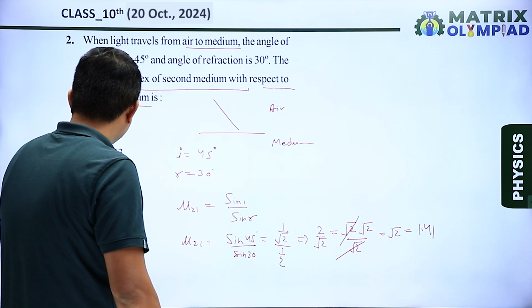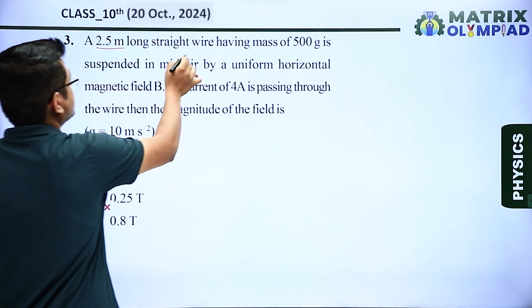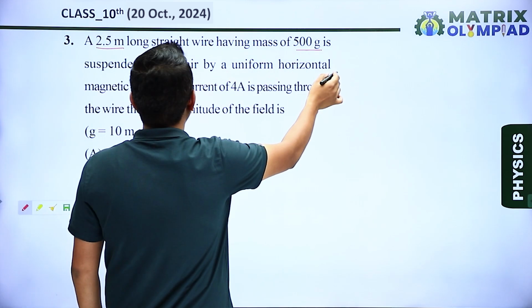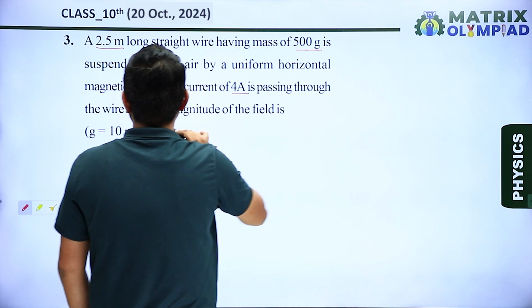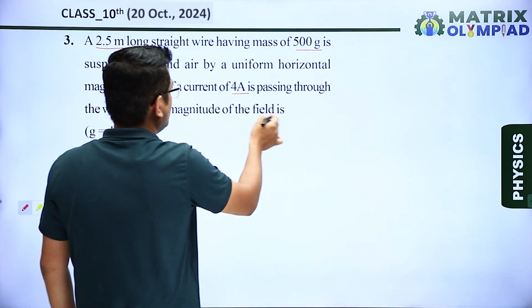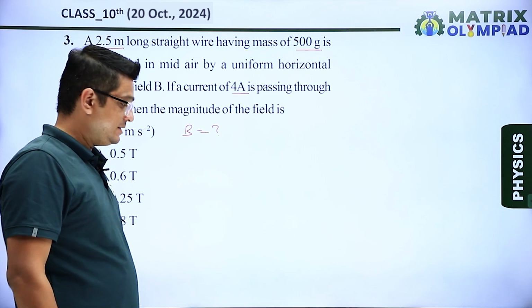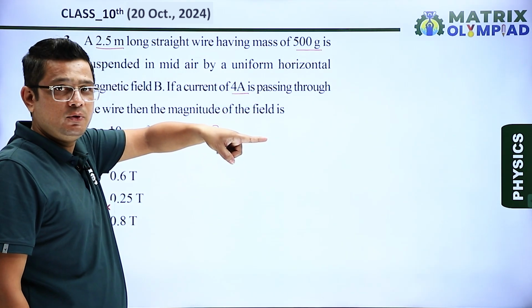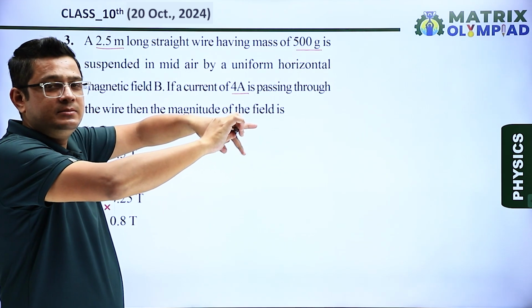Okay. Next question. Question number 3. A 2.5 meter long straight wire having mass of 500 gram is suspended in mid-air by a uniform horizontal magnetic field B. If a current of 4 ampere is passing through the wire, then the magnitude of field is. We have to find out the value of B. In this question, it is said that a wire is placed like this in which current is flowing and a horizontal magnetic field is applied like this.